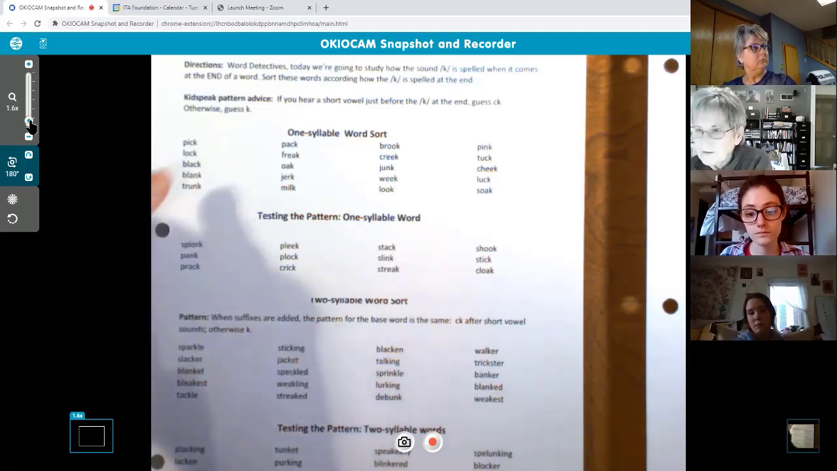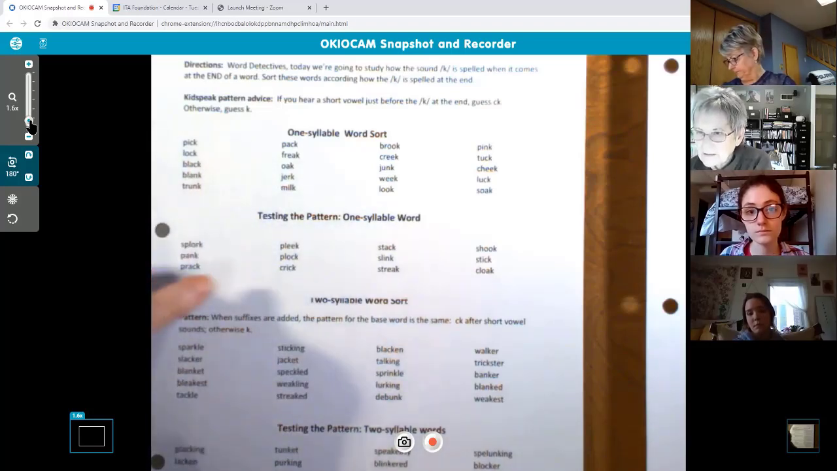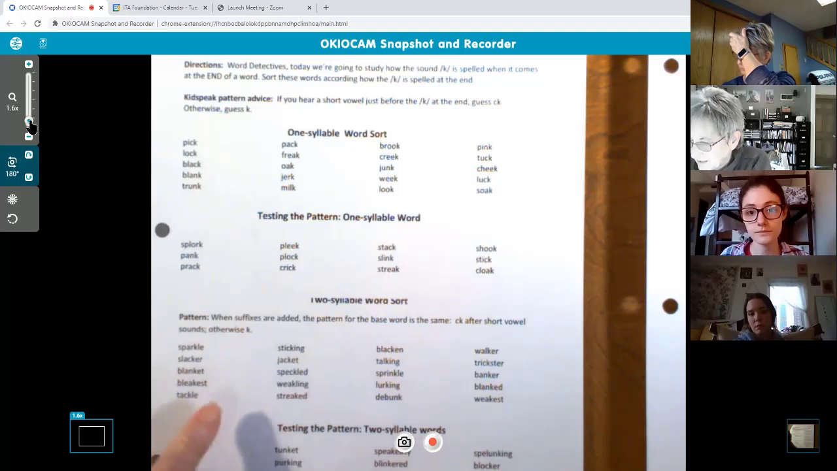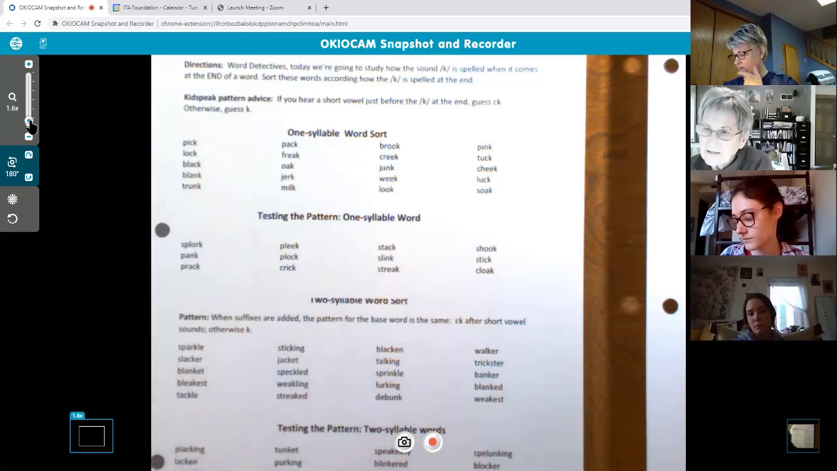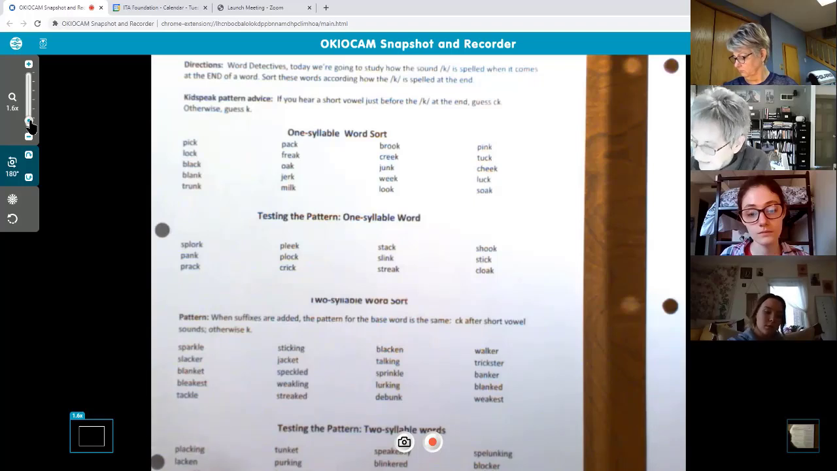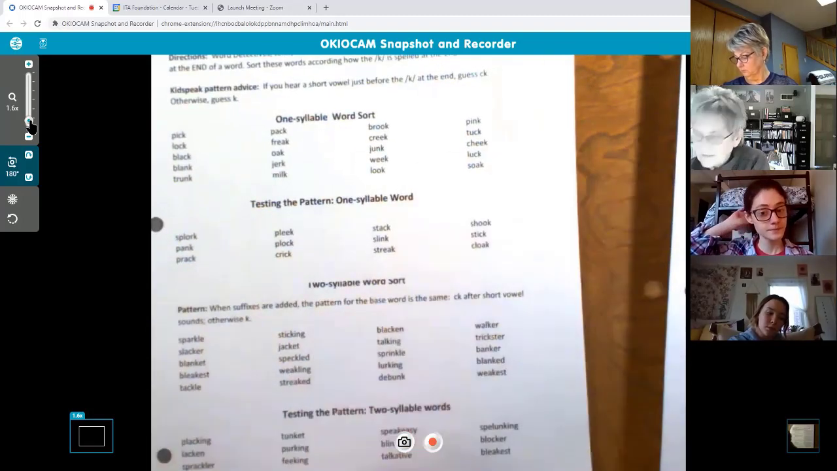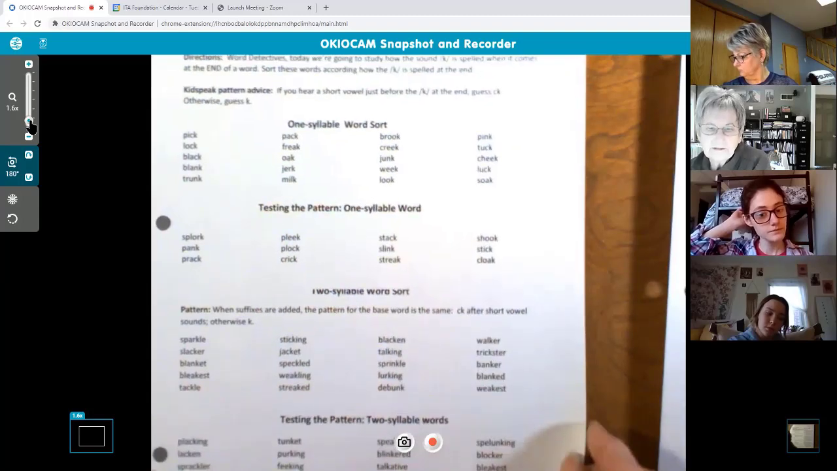And Bridget, you might just test them on a few of these and then move right into this. So basically, when suffixes are added, it's really pretty true of English. Whenever suffixes are added to the base word, you still have to remember, what are you hearing before the k sound? Okay. And so that's how you test two syllable words.